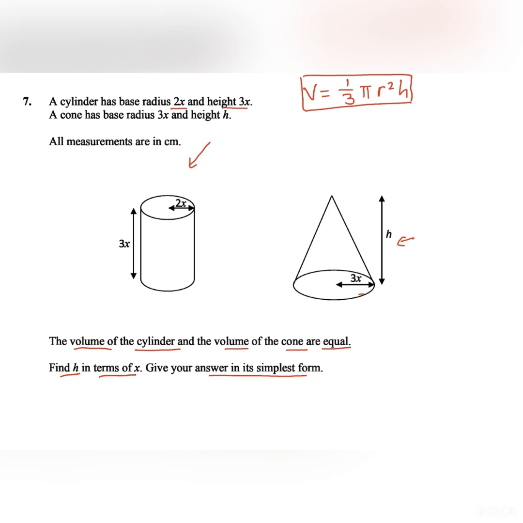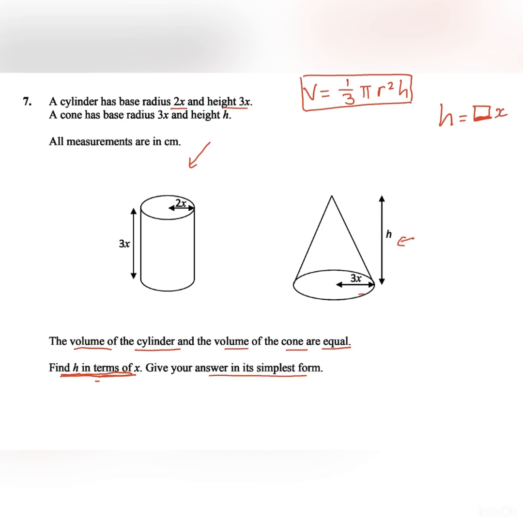Now, if you look at the last sentence here, it says find h in terms of x. So let's have a think, what is it that we're looking for? The answer should be something like this: h equals something x. That's what it means to have something in terms of x. Feel free to pause this video, have a go at the question, and then play the video back to check your answer.